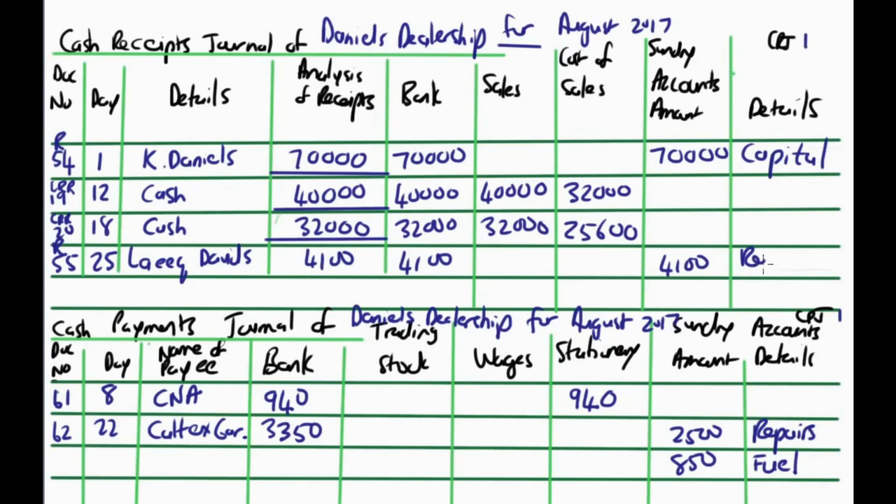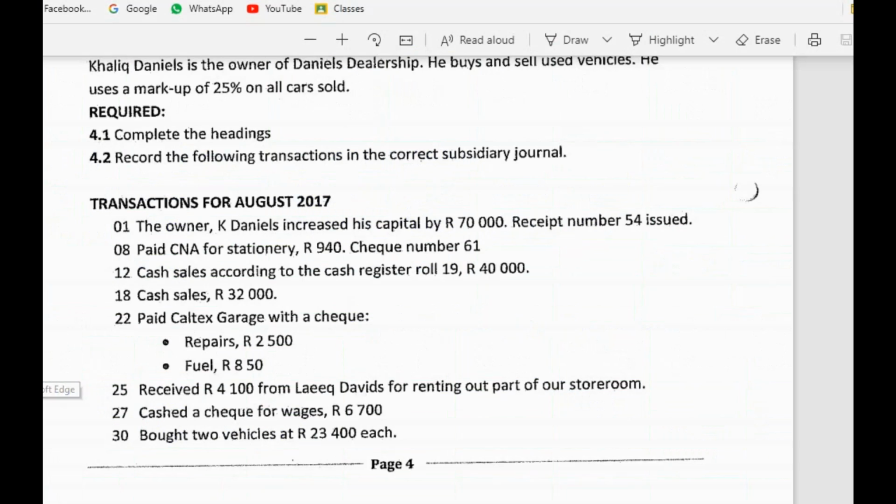I'll just make sure of that. And what did we receive it for? That was for rent income. So we'll write rent income in the details column over there. So that was Laika Davids, right?